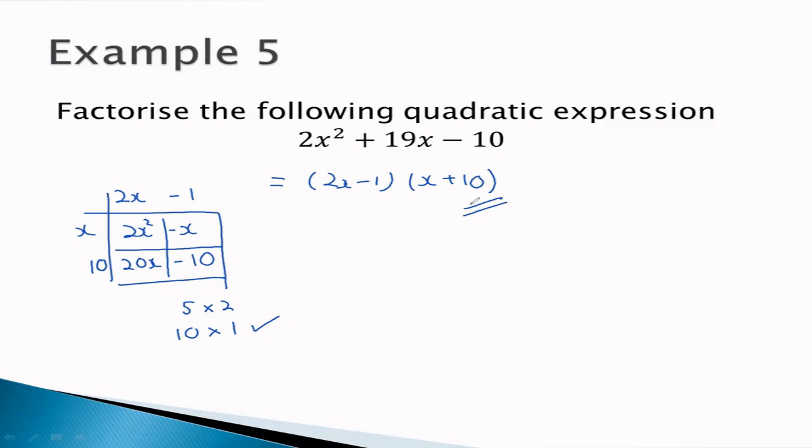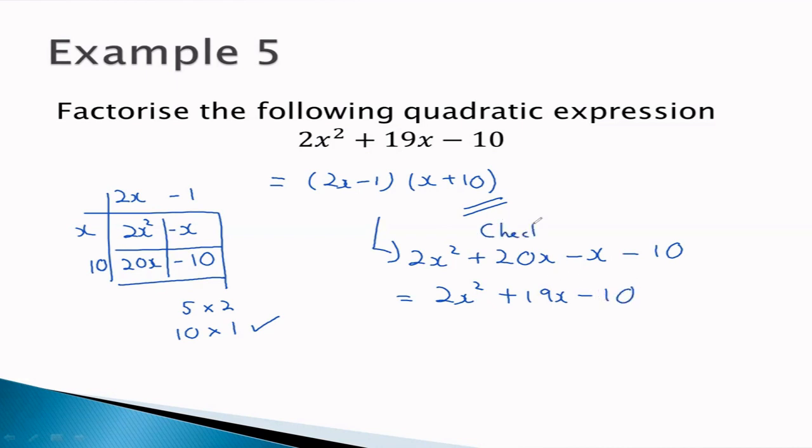Just to show you how I actually check that I'm correct, I can expand this. So what is 2x times x? I get 2x squared. What is 2x times 10? I get 20x. What is minus 1 times x? It is minus x. What is minus 1 times 10? It is minus 10. So it's actually 2x squared plus 19x minus 10 when I simplify it. And therefore, this is just a check to prove to you all that the factorization has been done correctly.